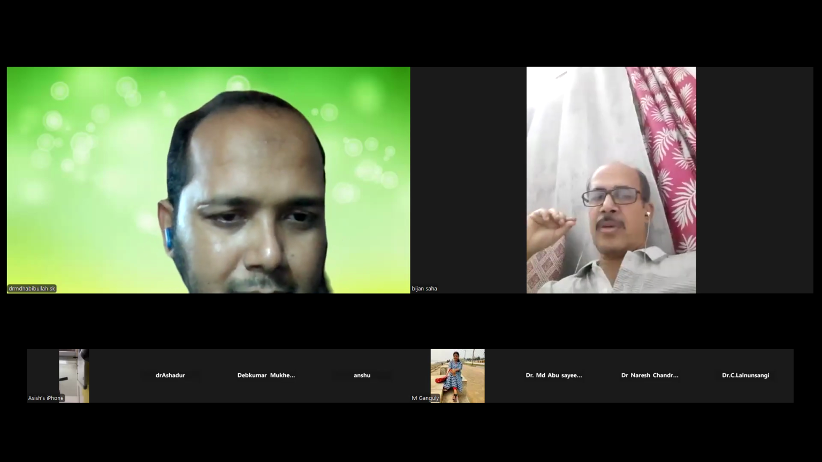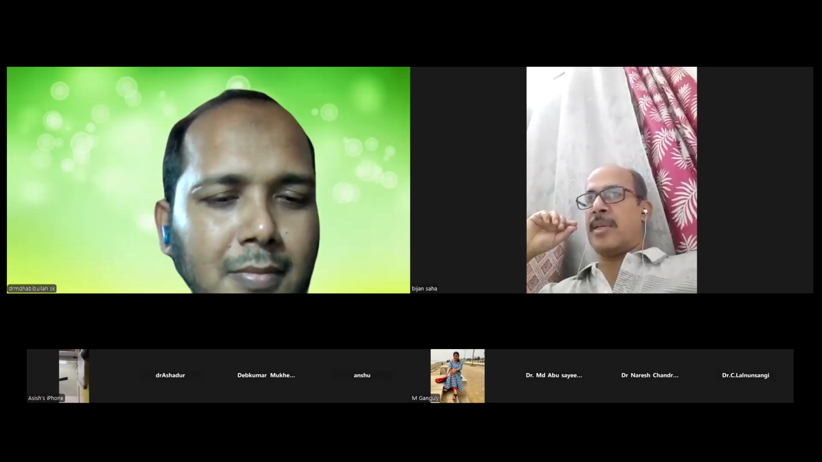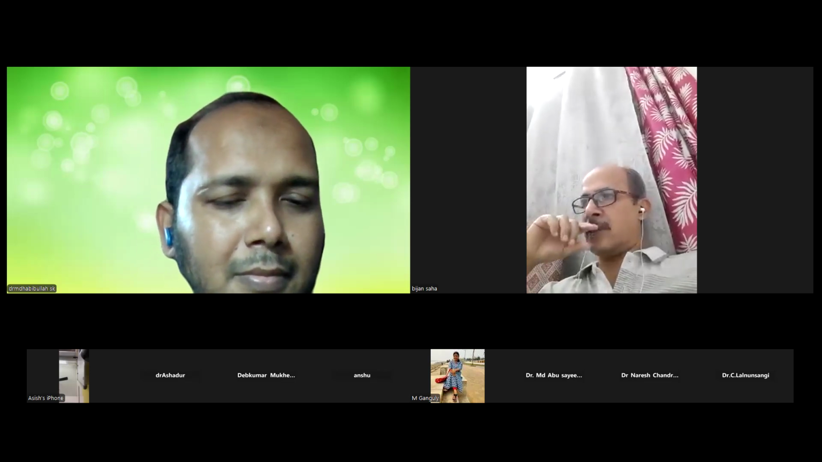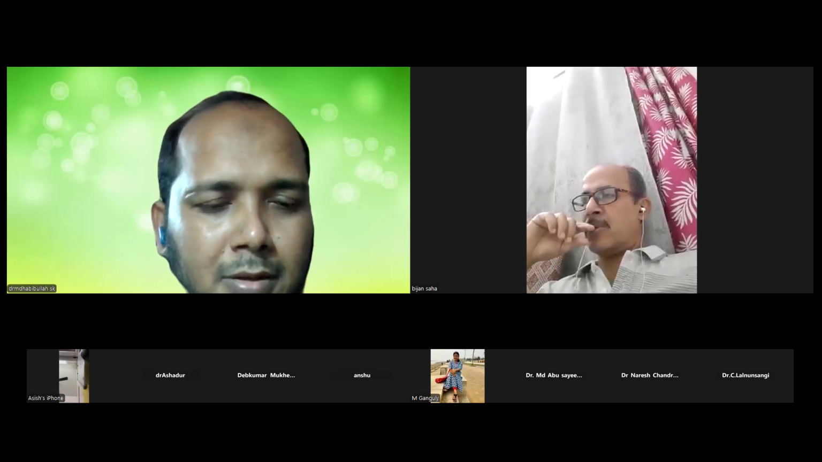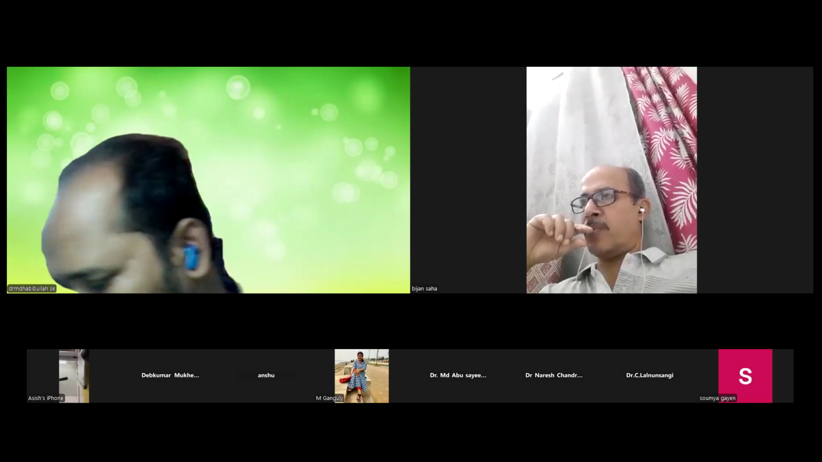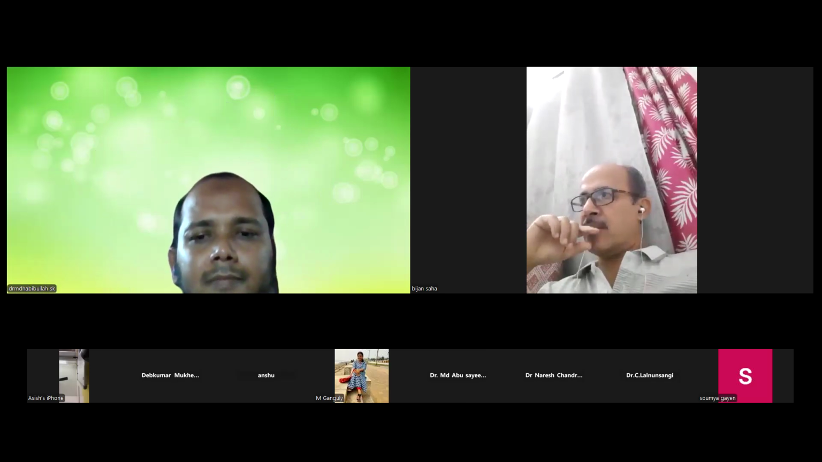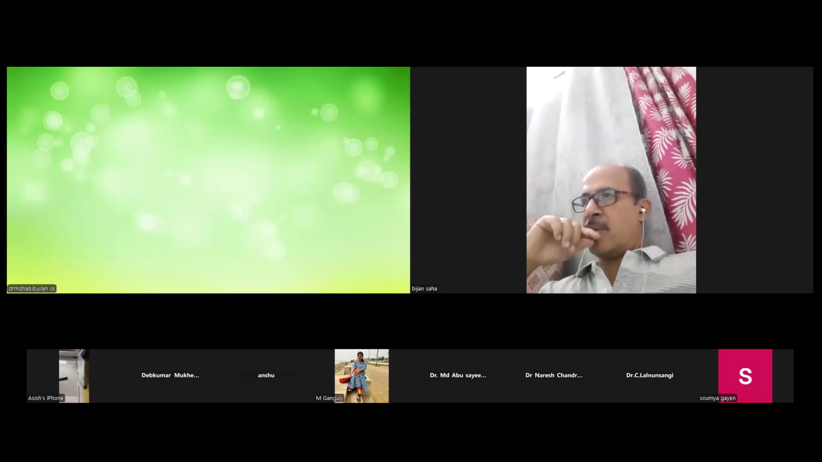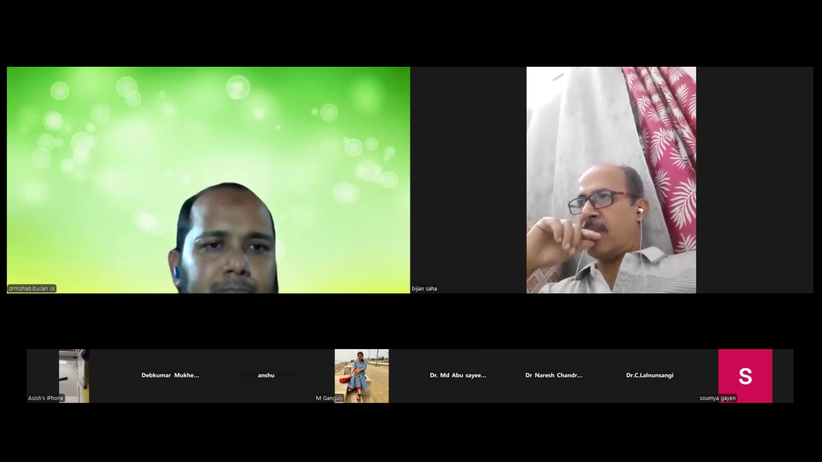Third important thing he highlighted: based on the baby's response, you will titrate your ventilator settings. First of all, you have to know the pathophysiology, and based on the pathophysiology and modes of ventilation, you have to adjust your settings. And then, based on the baby's response, we have to titrate the settings accordingly.